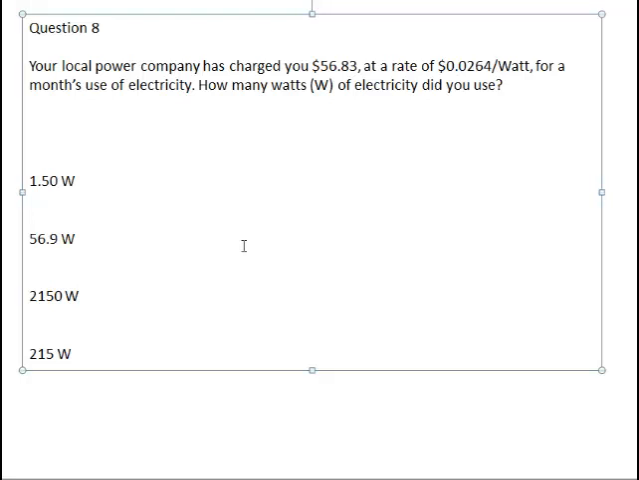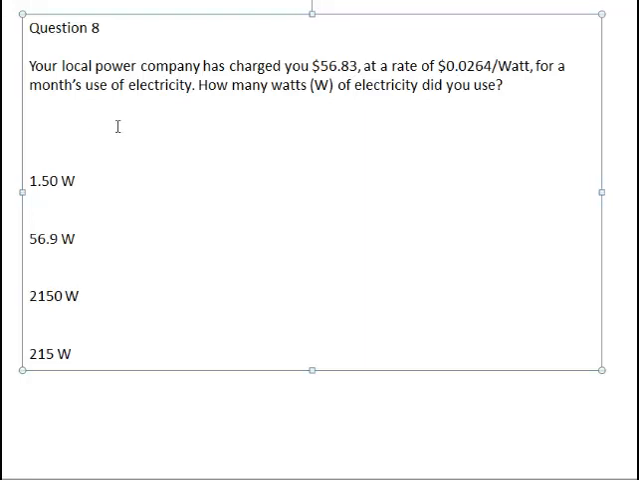So here is problem 8 on the first homework, and your local power company has charged you $56.83 at a rate of $0.0264 per watt for a month's use of electricity. How many watts of electricity did you use?